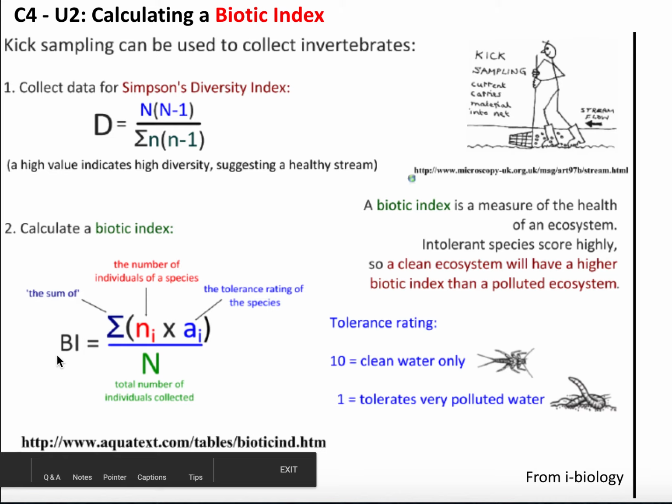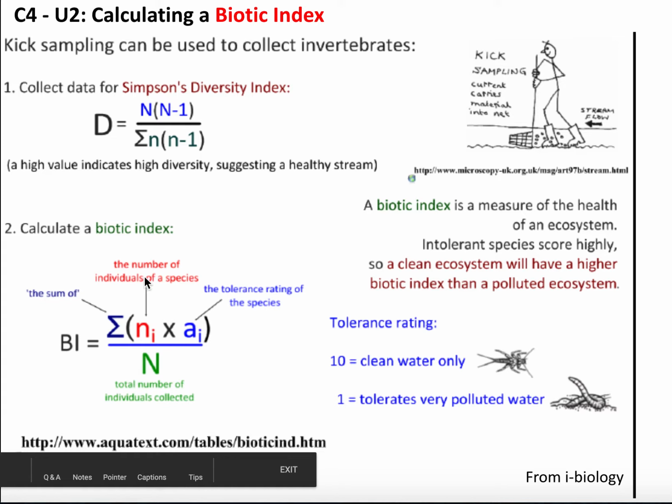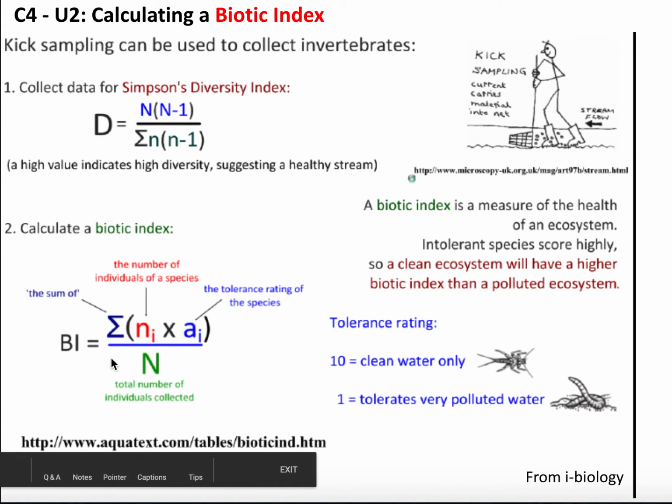So notice the equation, BI stands for biotic index. You take the sum of Ni, which is the number of individuals of a species, so 10 of this species, for example, or 12 of this species, times the Ai, which is the tolerance rating of the species, so whatever number they are given, between 1 and 10 for how tolerable they are of clean water versus pollutants, and then you divide it by the total number of individuals collected.